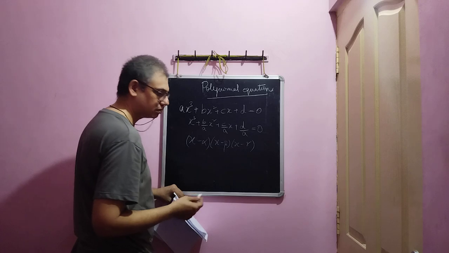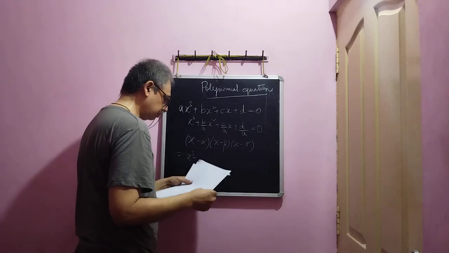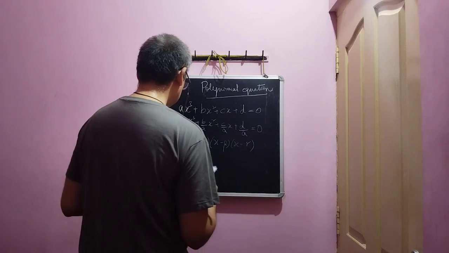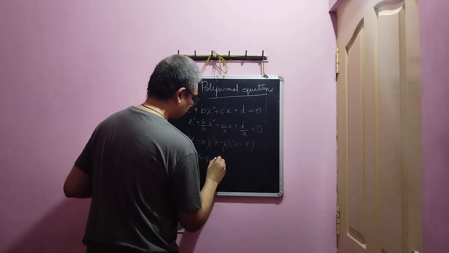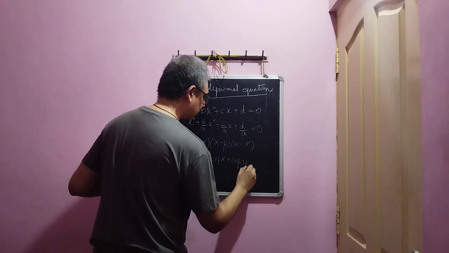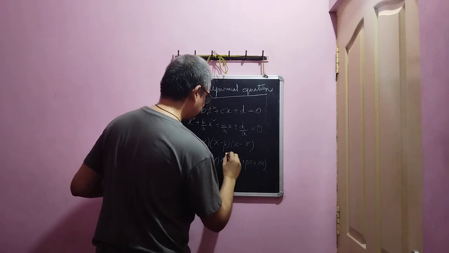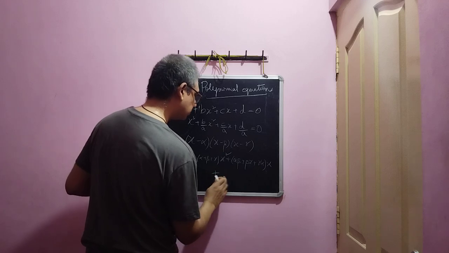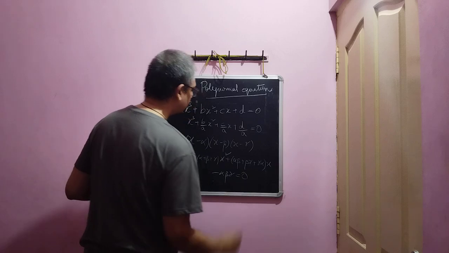can be constructed as this, which is x cubed minus alpha plus beta plus gamma times x square, plus alpha beta plus beta gamma plus gamma alpha times x, minus alpha beta gamma equal to 0.